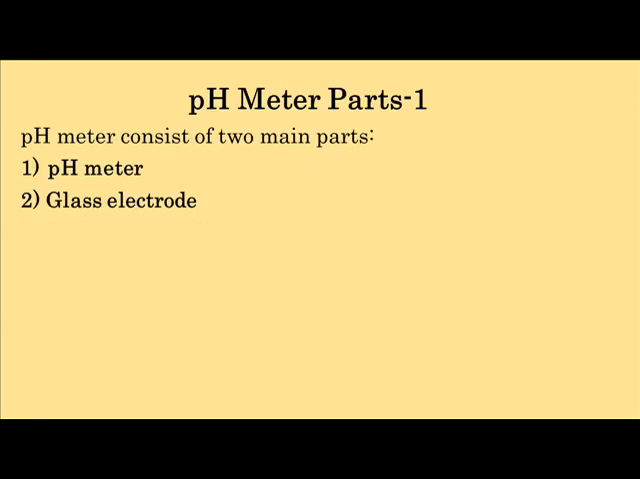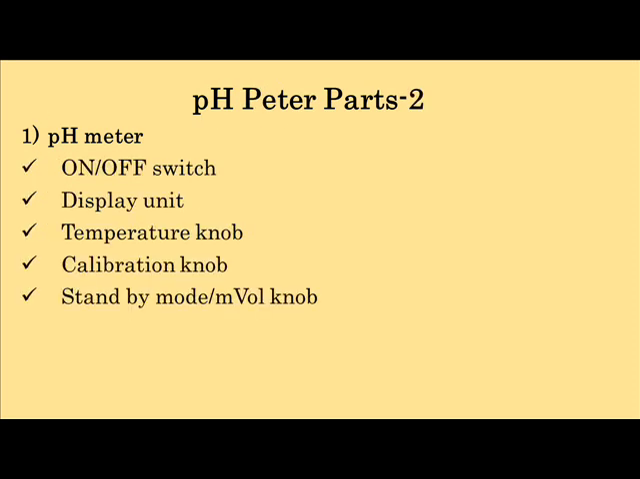A typical tabletop model of pH meter consists of two main parts. First is the pH meter and second is the glass electrode. The pH meter has an on-off switch, display unit, temperature knob, calibration knob, and standby mode or millivolt knob. By using the on or off switch we can switch the pH meter on or off. The display unit shows readings. The temperature knob is used to set the temperature at which pH is to be checked.